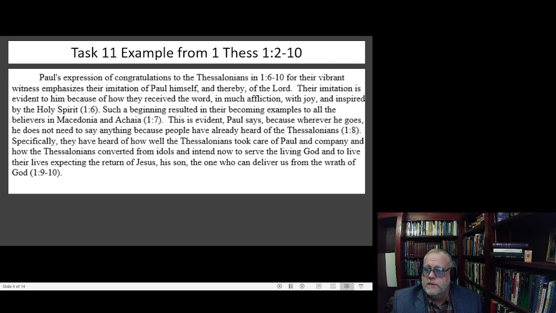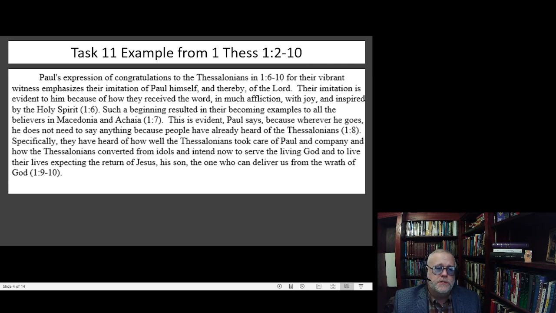Their imitation is evident to him because of how they received the word, in much affliction with joy, and inspired by the Holy Spirit, 1:6. Such a beginning resulted in their becoming examples to all the believers in Macedonia and Achaia. This is evident, Paul says, because wherever he goes, he does not need to say anything because people have already heard of the Thessalonians. Specifically, they have heard of how well the Thessalonians took care of Paul and company, and how the Thessalonians converted from idols and intend now to serve the living God and live their lives expecting the return of Jesus Christ, his Son, the one who can deliver them from the wrath of God.